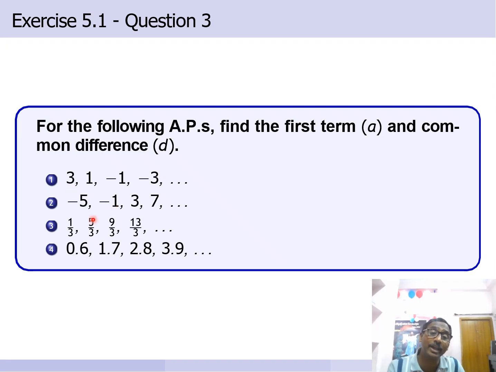For the second one, minus 1 minus of minus 5 gives the common difference. Next, 5 by 3 minus 1 by 3 gives the common difference for the third one. Next, 1.7 minus 0.6 gives the common difference for the fourth one. So in a simple way you are finding the common difference.